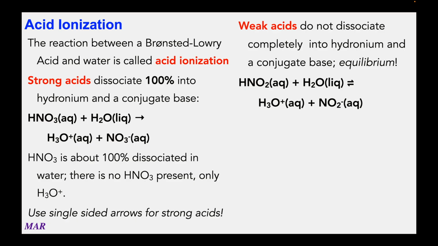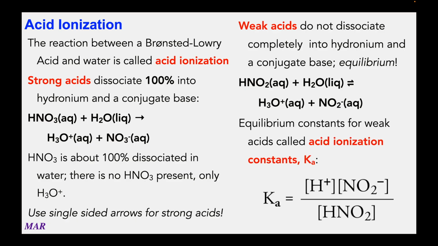Nitrous acid does dissociate. It reacts with water into hydronium and nitrite ion. However, the concentration is quite a bit less, so we're not using the one-sided arrows here. We're using double-sided arrows. And the equilibrium constants for these weak acids are called acid ionization constants, K sub A.